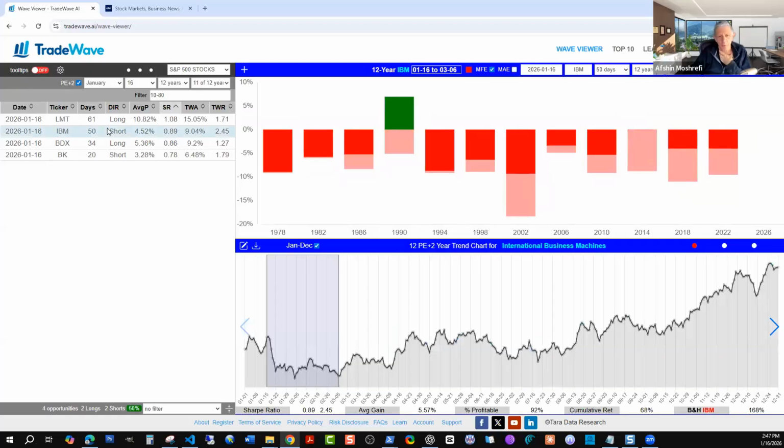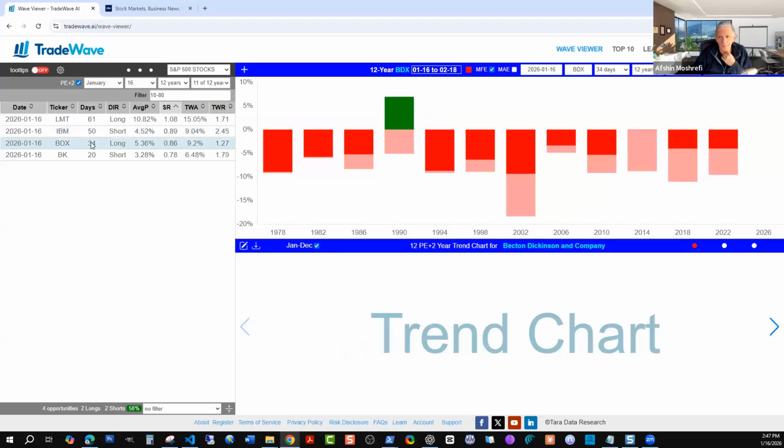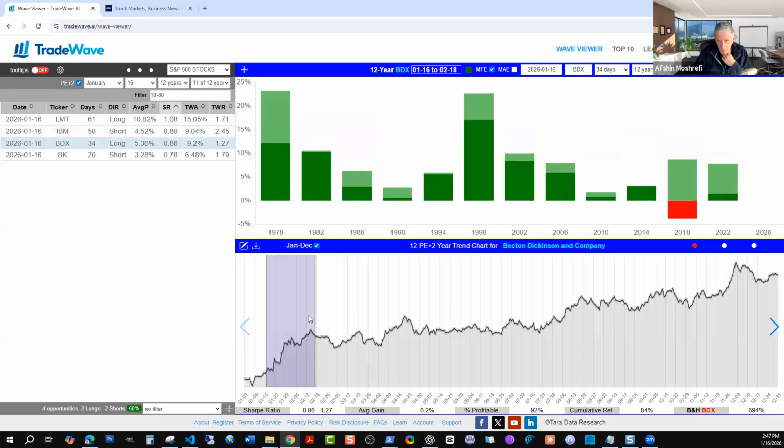Another short move for IBM right here from today until March 6th. Average drop is 5.57. 92% of the years it was successful. Even in 1990, first it dropped 5%, then it closed up. Becton Dickinson's long, bullish during this time. However, its up move starts earlier on January 6th.